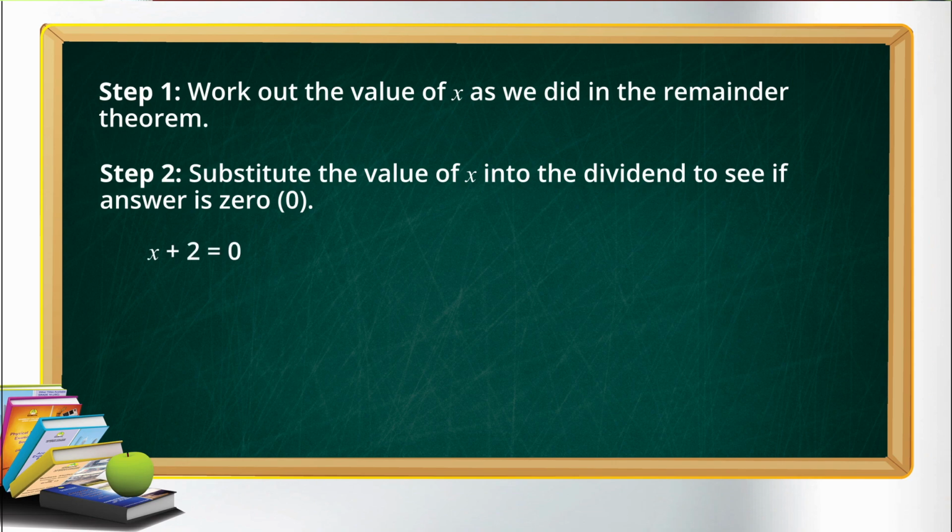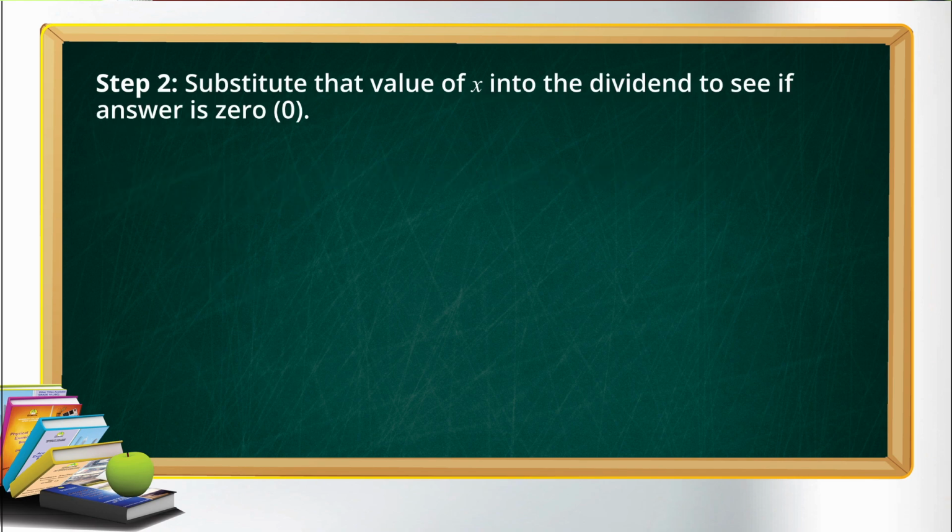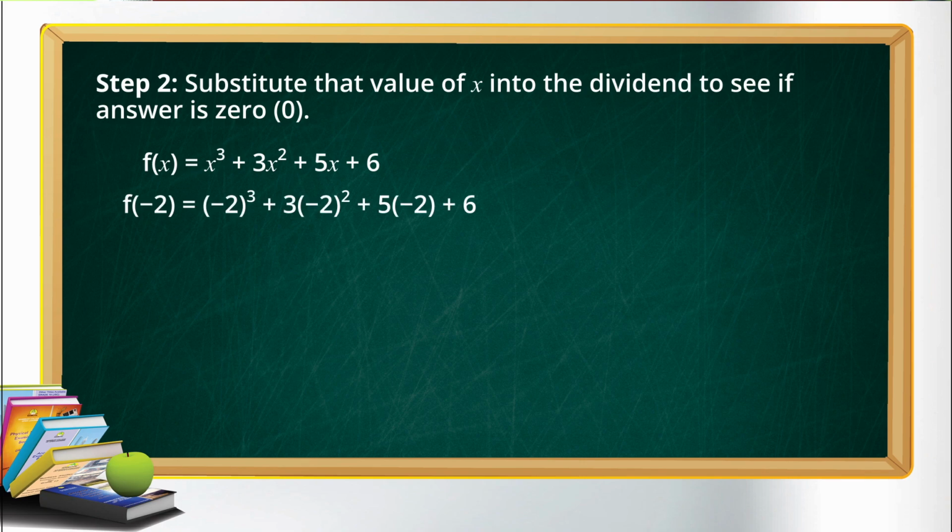Ready? If x plus 2 equals 0, then in order to get x, we have to minus 2 on both sides. We see that the value of x is negative 2. Now all that remains is to substitute negative 2 for every x in the expression. This is easy. f of x equals x cubed plus 3x squared plus 5x plus 6. Now it becomes f of negative 2 equals negative 2 cubed plus 3 times negative 2 squared plus 5 times negative 2 plus 6.